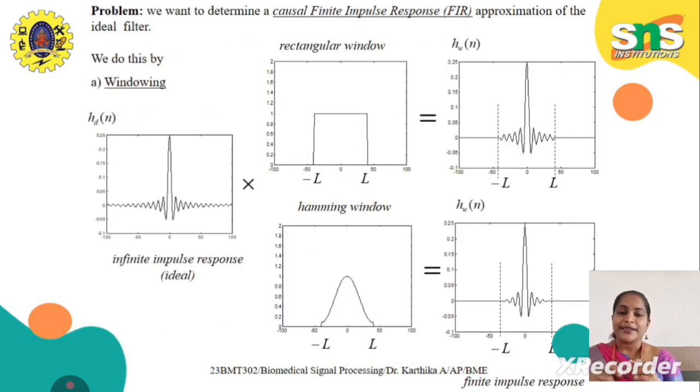Our next problem is we want to determine a causal finite impulse response as an approximation of the ideal filter. With the help of windowing techniques, we have the rectangular window, Hamming window, Hanning window, and many other types of windows. Based on our application, we can choose either one. Our infinite impulse response ideal curve is windowed, either rectangular or Hamming, with the interval minus L to L, which provides hw of n, the windowed version of our input. See the output of rectangular and Hamming window, and which is best here.